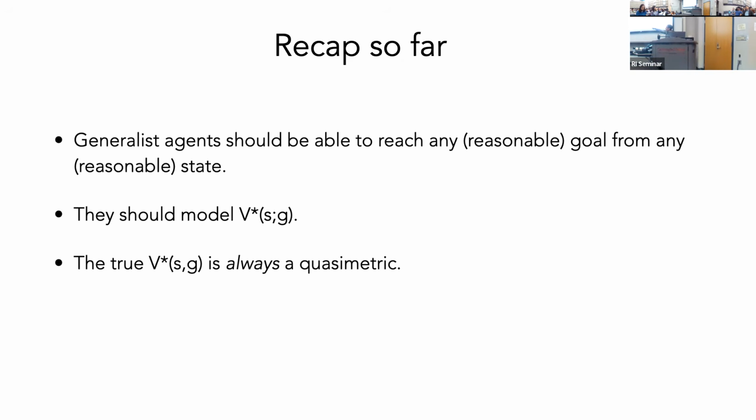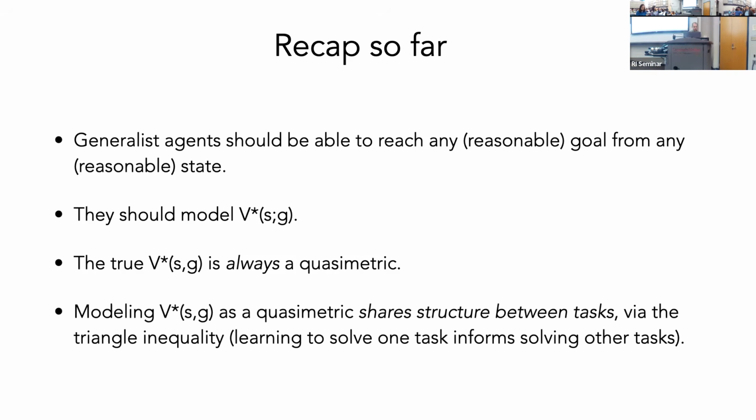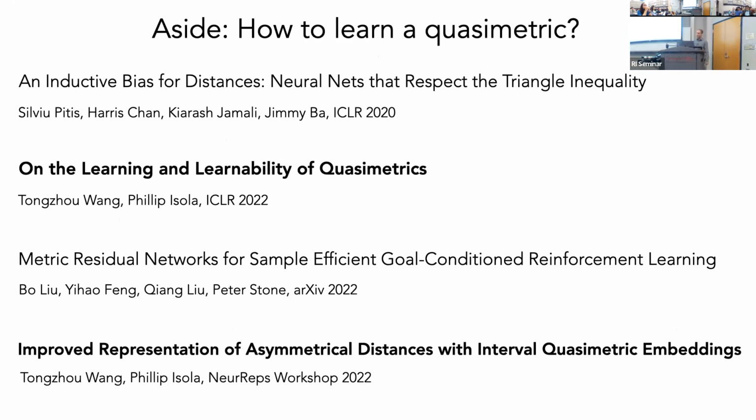Now, what I've told you is that that function is always a quasimetric. So we should model it as a quasimetric, because if we do, we'll essentially be enforcing constraints that unite different goals. There's this triangle inequality that tells me that if I know something about state A and goal B, and I know something about state B and goal C, it tells me something about state A and goal C. So there's shared structure between all of these state-goal pairs. Learning to reach one goal informs how I can reach another goal. And that should lead to faster learning and better generalization. It should just be a good thing to do. Well, theoretically, so I'll get to the practical results soon. We'll see if it's actually a good thing to do.